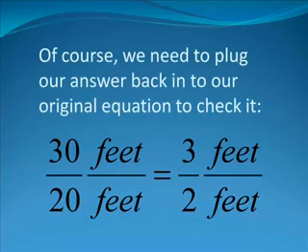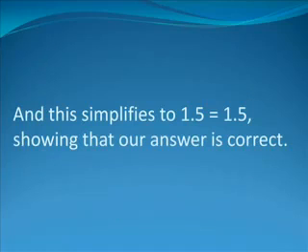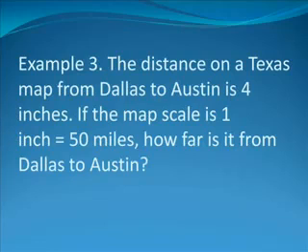Of course, we need to plug our answer back into the original equation to check it. 30 feet divided by 20 feet is equal to 3 feet divided by 2 feet, and this simplifies to 1.5 equals 1.5, showing that our answer is correct.